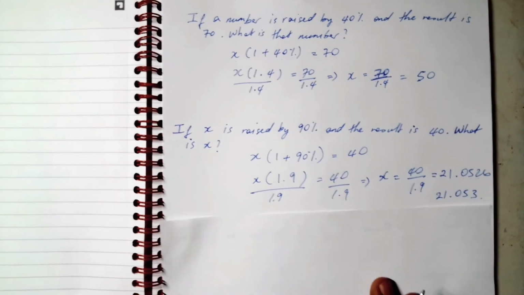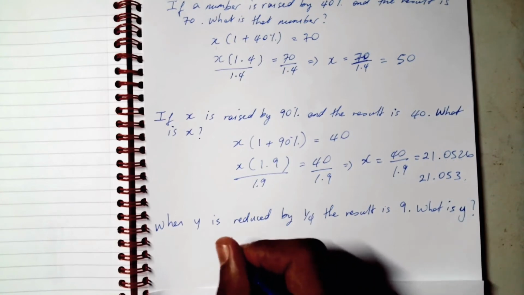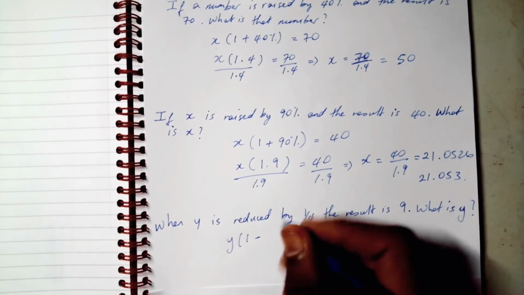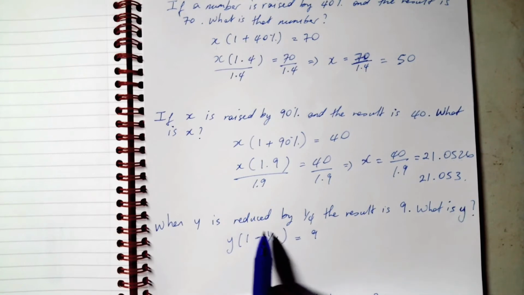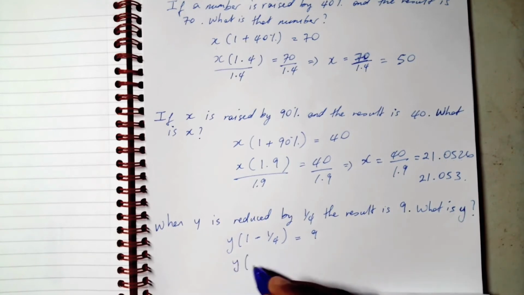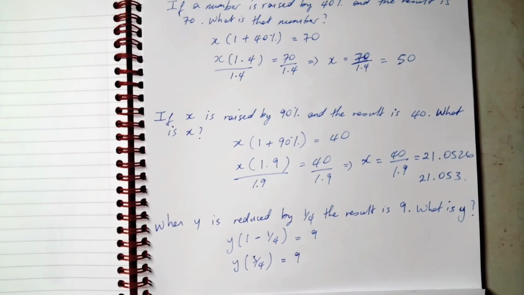All right, cool. Another question. When y is reduced by a quarter, the result is 9. What is y? So we write this out as when y is reduced by a quarter, the result is 9. We can leave it as such. This is fine. So now we do the subtraction. 1 minus a quarter is 3/4 equal 9. Divide both sides by 3/4.